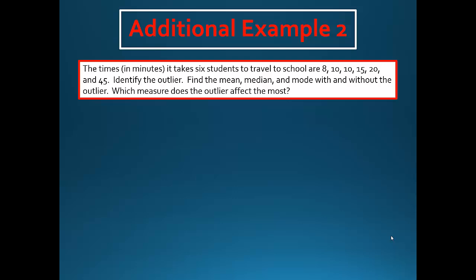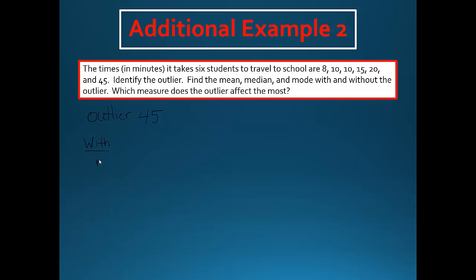So first we identify the outlier. In this set of data, the outlier is 45. 45 is much larger than any of our other numbers. Our other numbers are all pretty close. Now we need to find the mean, median, and mode with and without the outlier. So first we'll do it with the outlier.